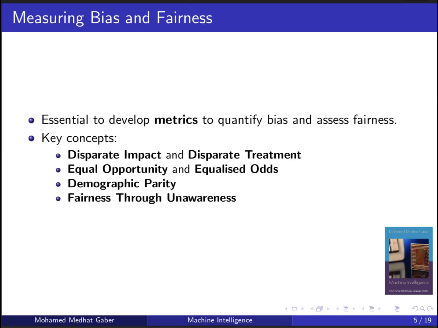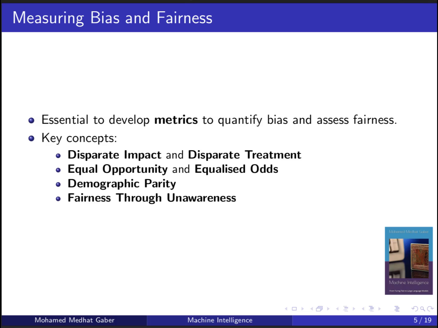To address bias effectively, it's essential to have robust methods for measuring it within AI systems. This involves developing and applying specific metrics that quantify bias and assess fairness, providing a foundation for identifying discriminatory patterns and evaluating the impact of interventions aimed at reducing bias. By systematically measuring bias, we can move from anecdotal observations to evidence-based strategies for promoting fairness.